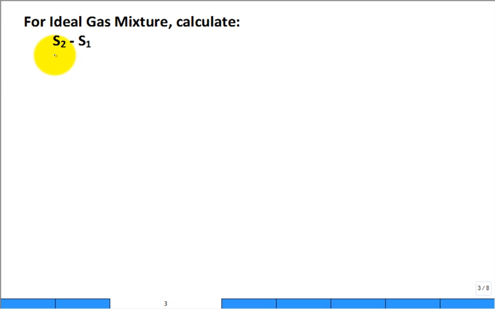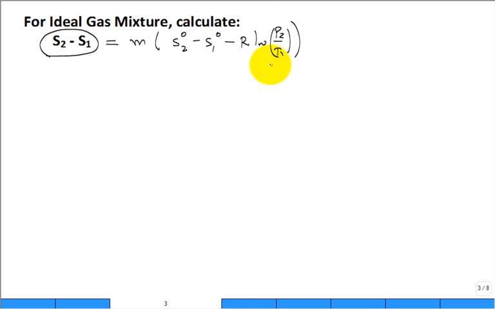So we say, how do I normally calculate the change in entropy for an ideal gas? Probably you remember an equation like this. Let's say the mass times s2 naught minus s1 naught minus R natural log of P2 over P1. Something like that. Okay, as a review, what is this R right there? Gas constant, which is R bar divided by the molar mass of that gas.